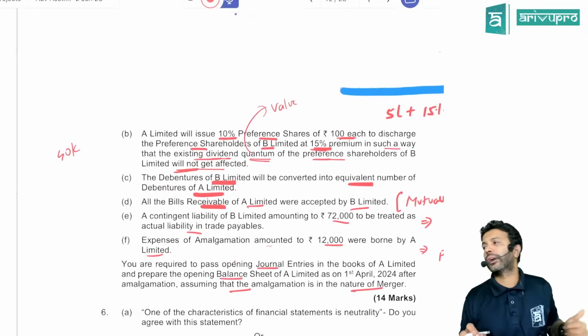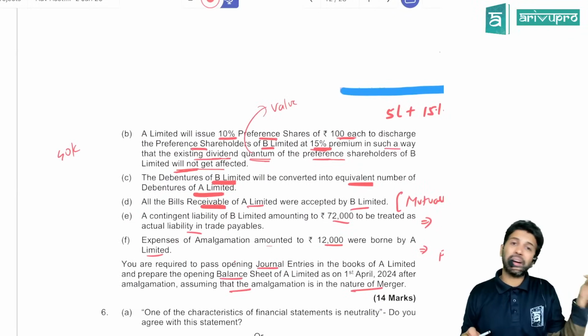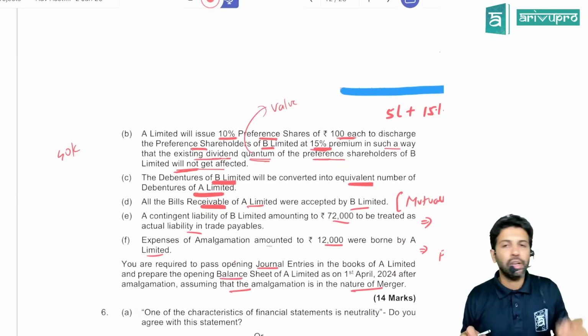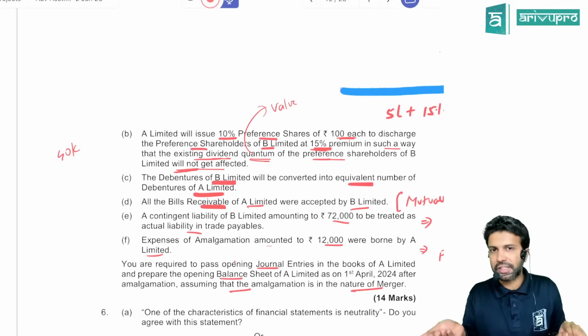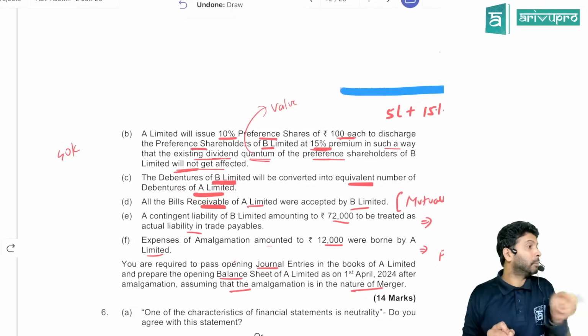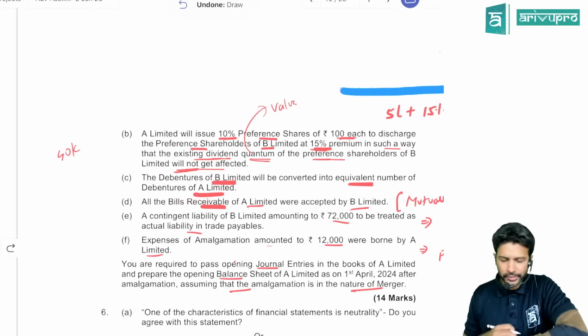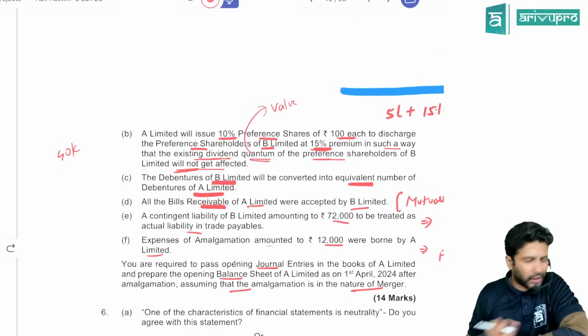What should you do for mutual owings? In the amalgamated balance sheet or the new company's balance sheet, you need to reduce mutual owings from both asset as well as liability. Which asset and which liability? Bills receivable and bills payable. This is a balance sheet adjustment. If required, a journal entry also we need to pass if they ask.